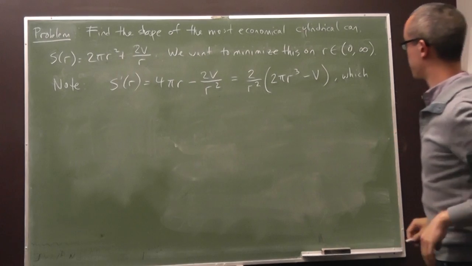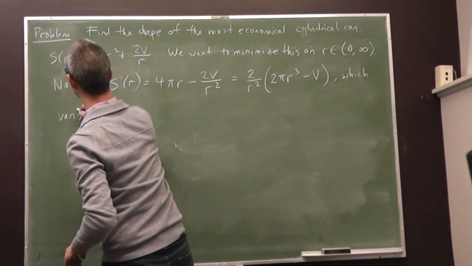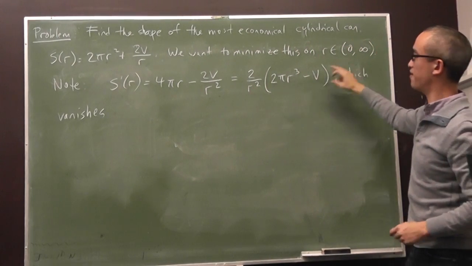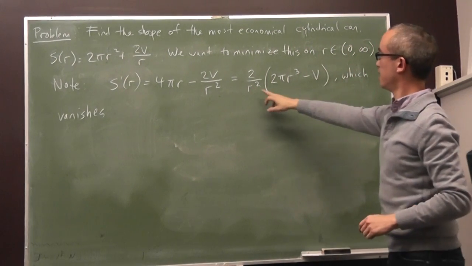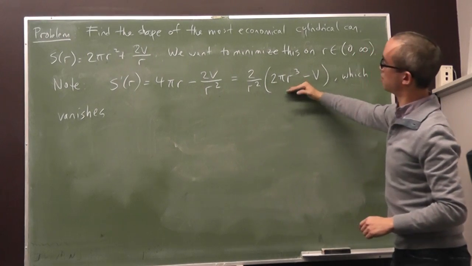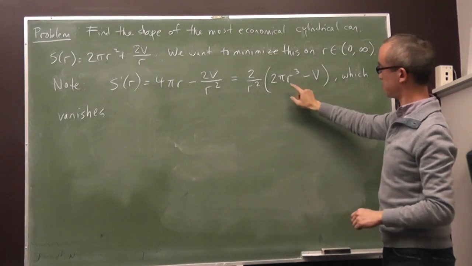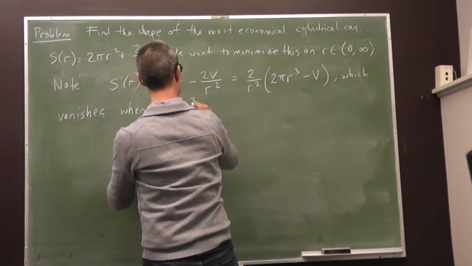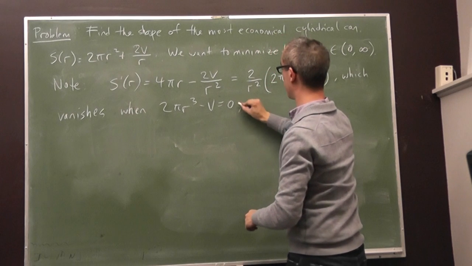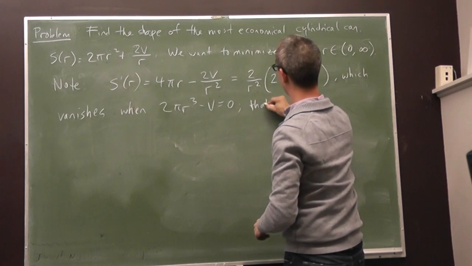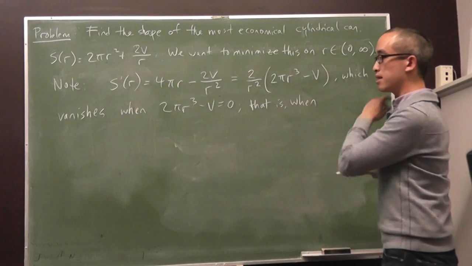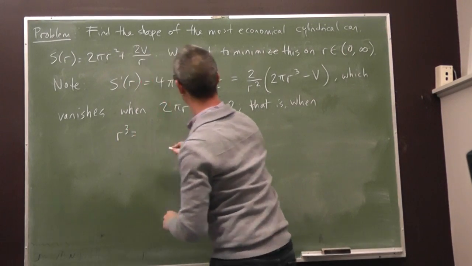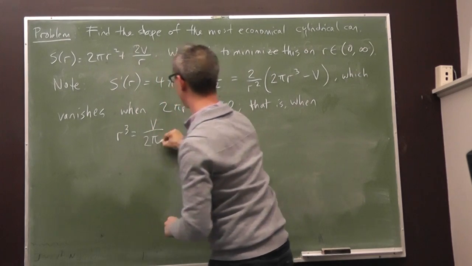And we're looking for critical points. So, where is this thing equal to 0? Well, this first term is never equal to 0 on this domain. In fact, it's never equal to 0 on any domain. But this term could be equal to 0. So this vanishes exactly when 2 pi r cubed minus v is equal to 0. In other words, when r cubed is equal to v over 2 pi.